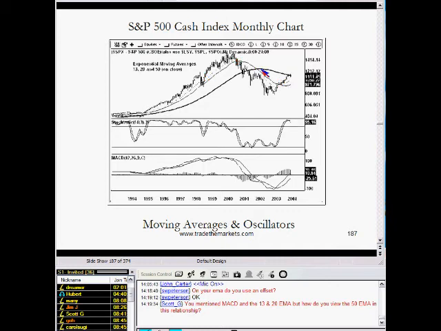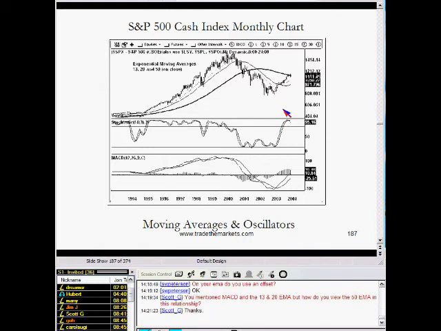Now, the moving averages are kind of lagging indicators, so what you do is you get a heads up on these. When I said that the stochastic was a heads up to the MACD, well, the weekly chart's also a heads up to the monthly, the daily chart's the heads up for the weekly, and so on.